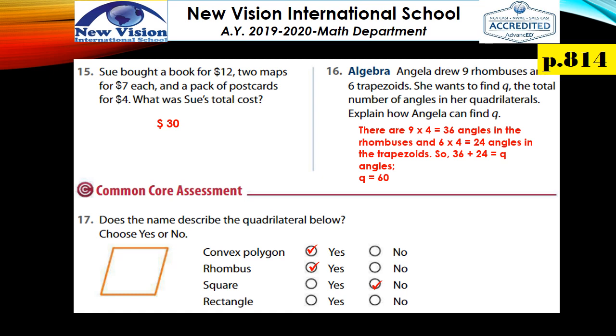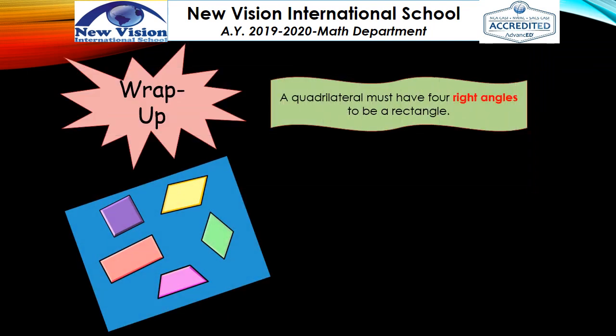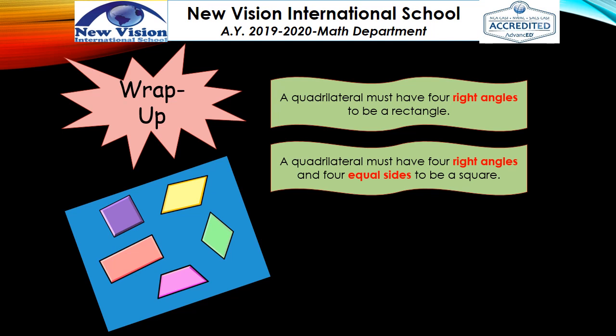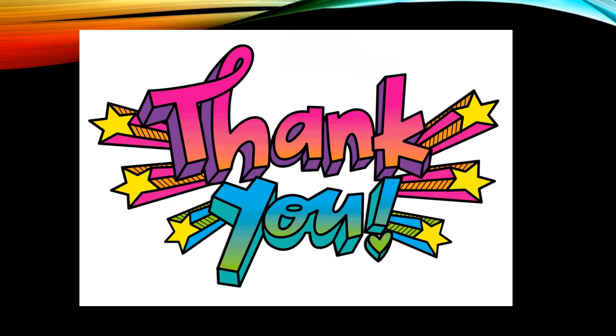Remember, look at the shape. It doesn't have right angles. Is it a rectangle? No, it's not a rectangle also, because a rectangle should have 4 right angles. So let's have a wrap up. A quadrilateral must have 4 right angles to be a rectangle. A quadrilateral must have 4 right angles and 4 equal sides to be a square. And a quadrilateral must have 4 equal sides to be a rhombus.